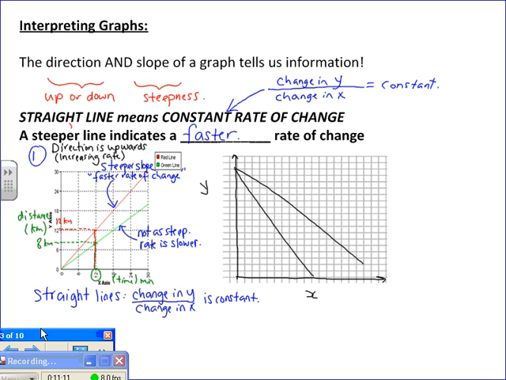There's a few things that are important about this graph. The first thing I recognize is that these lines are going downhill compared to the graph I looked at before. So on graph number 2, I have my direction is downhill.